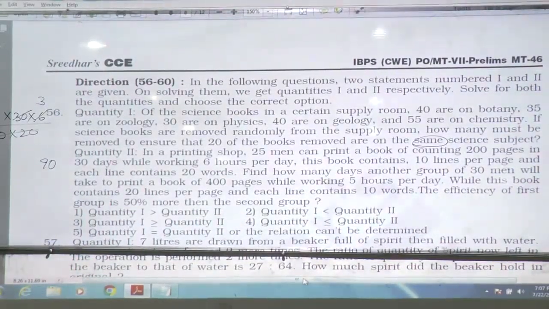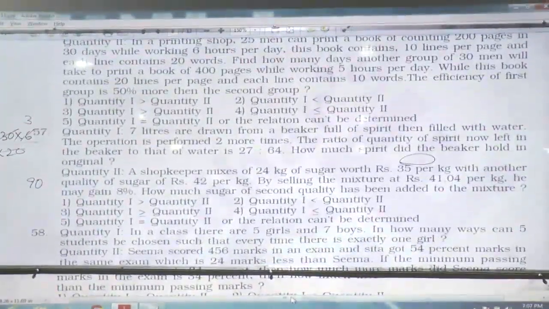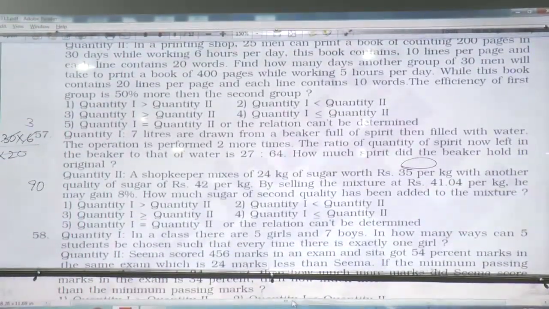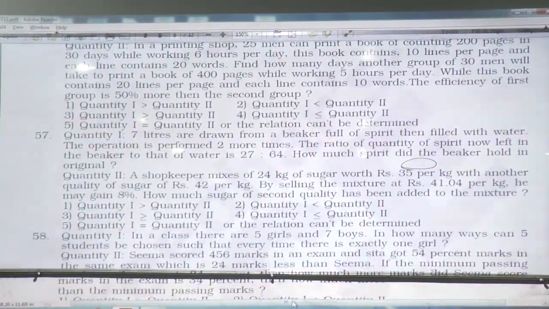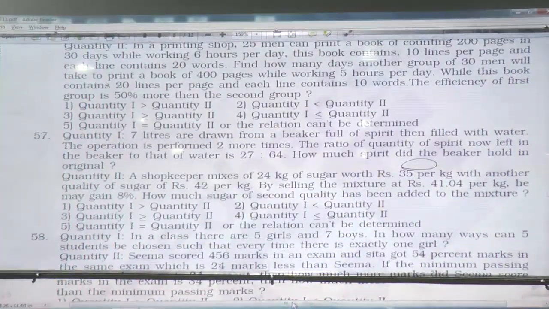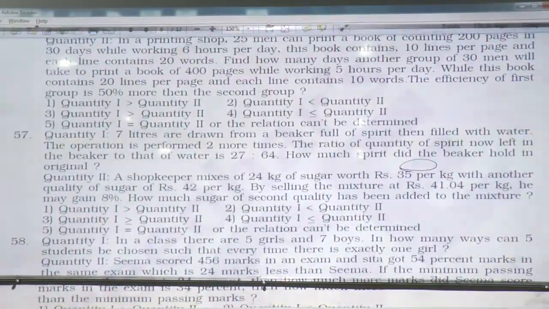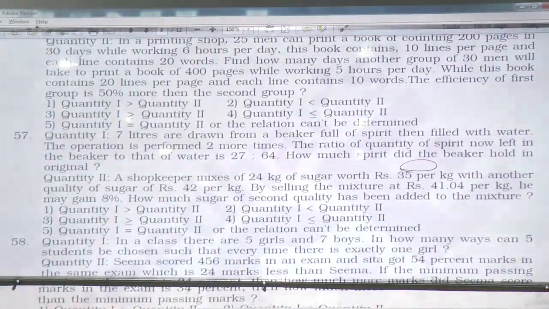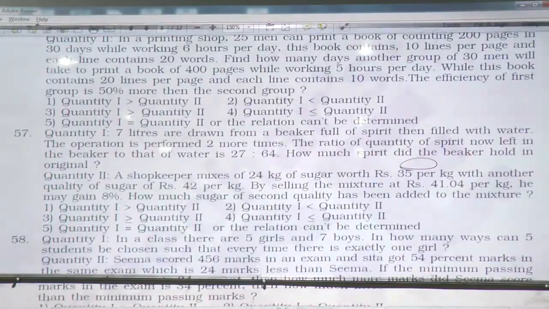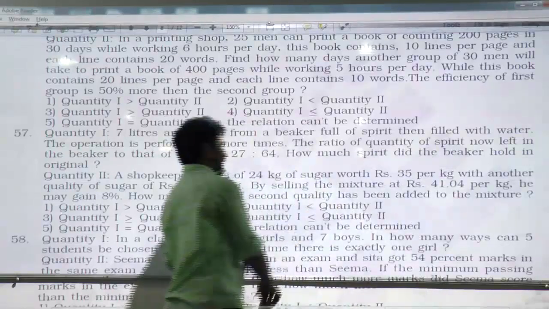Fine, next 57. Seven liters are drawn from a beaker full of spirit, then filled with water. Okay, 7 liters are drawn and water is filled with that. The operation is performed 2 more times. The ratio of the quantity of spirit now left in the beaker to that water is 27:64. How much spirit did the beaker hold in the original? Right.